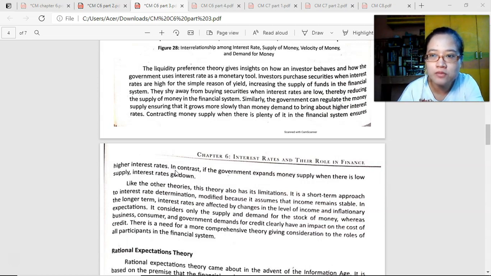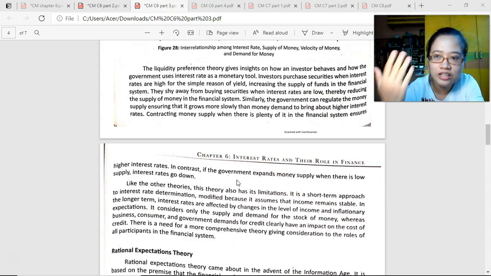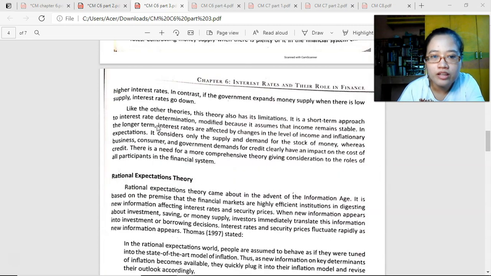Okay, in that sense, pag mas mataas kasi yung demand compared to the supply, then the interest rates would go up. In contrast, if the government expands money supply when there is low supply, interest rates go down. Okay, nagdagdag ng money supply, tumaas ang supply, pero yung demand naman is hindi nagbago, so in that case, bababa ang interest rates. Okay.